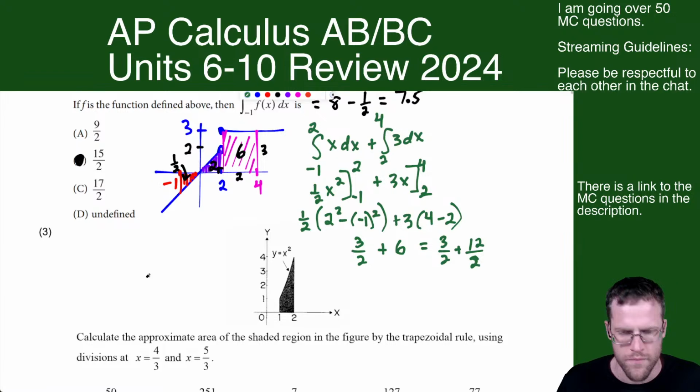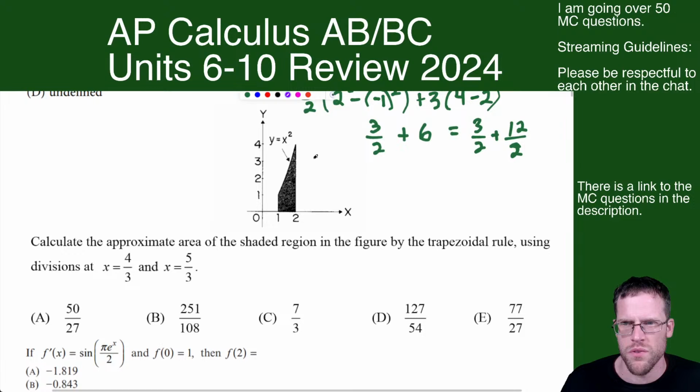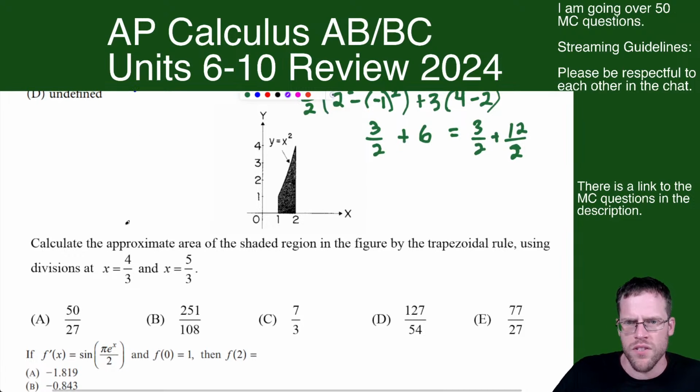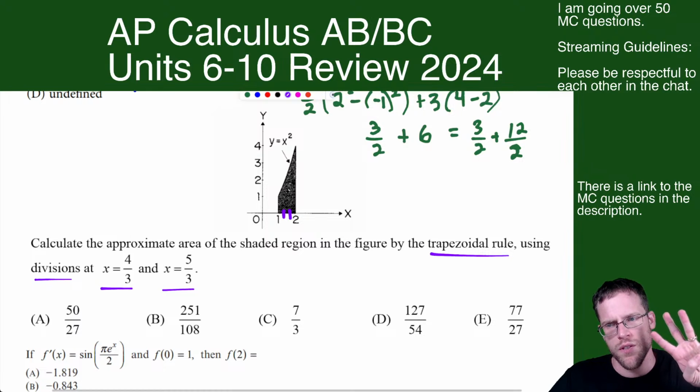All right. So next up is the trapezoid rule. For this one, let me see if I can zoom in here a little bit more, because this one's a little bit tricky to see. So they're saying calculate the approximate area using the trapezoid rule, using divisions at 4/3 and 5/3. So that's 2 divisions, which is going to break this into 3 subintervals.